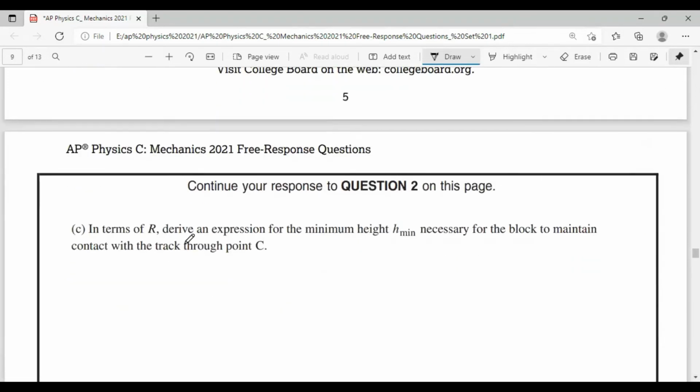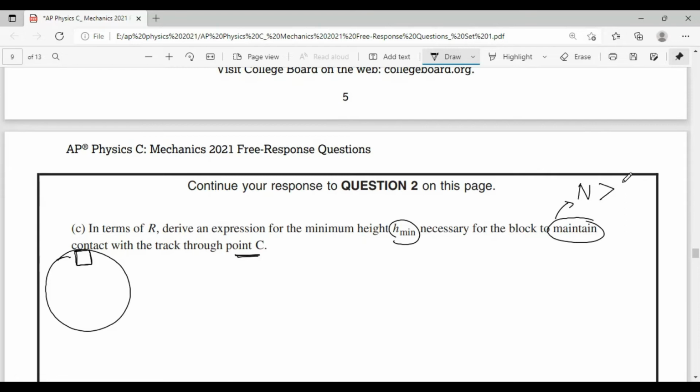In terms of r, derive an expression for the minimum height h minimum necessary for the block to maintain contact with the track through point C. We have to find the minimum height so that it completes its vertical circular motion, so that the block at point C maintains contact. What does it mean to maintain the contact at point C? It means the normal force should be greater than 0.